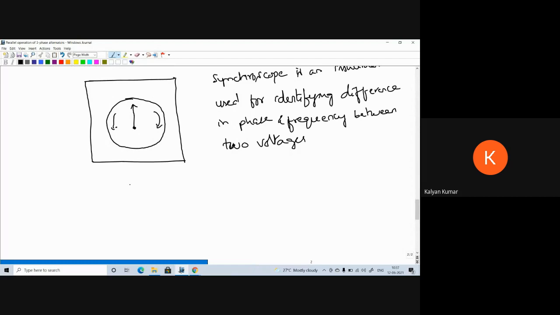If the incoming alternator is fast, then this pointer will move in one direction. If the incoming alternator is slow, then it will move in another direction. If both are equal, then this pointer comes to rest in vertical position.